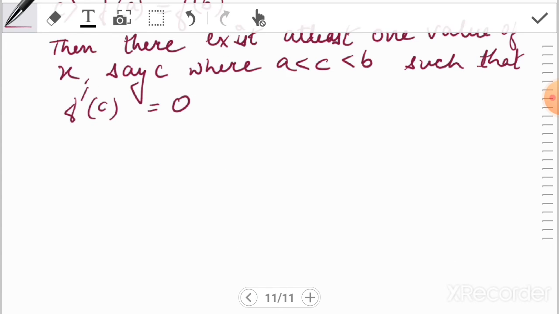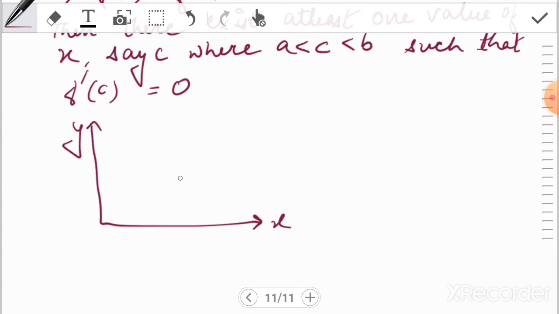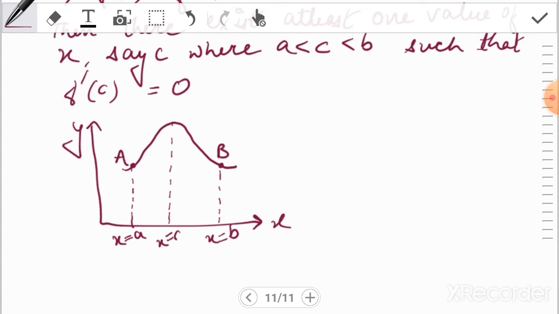So let us see the geometrical interpretation. If we have a curve f(x) such that at point A and point B we have the same value, so this is x equal to a and x equal to b, and this is x equal to c.